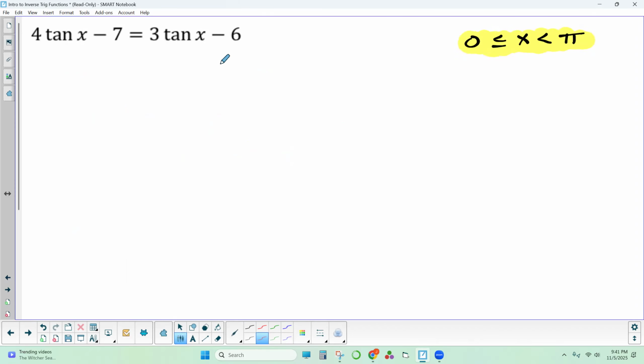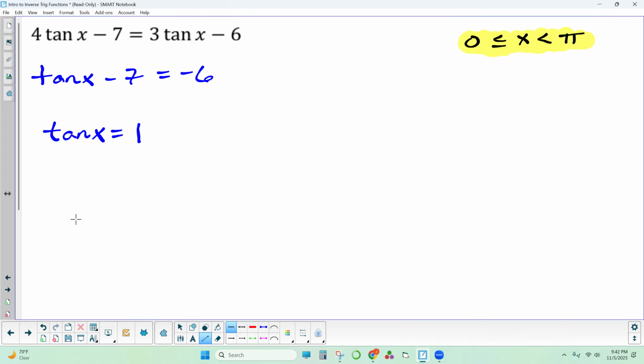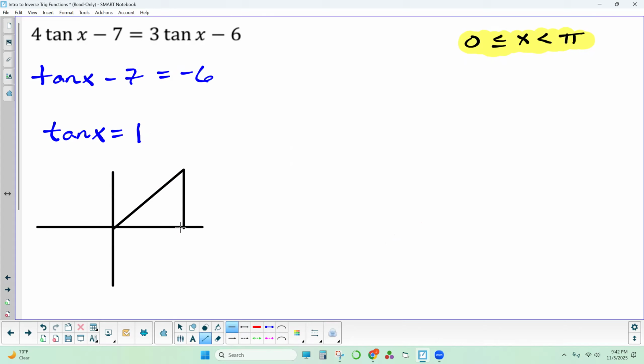Here I'm going to move tangent over to the left. So I'm going to subtract 3 tangent x from 4 tangent x, which gives me tangent x minus 7 equals -6. Now I'm going to move the -7 over. Tangent x equals 1. So I've isolated tangent, and now I'm looking for angles where tangent is +1. What quadrant is tangent positive? That would be 1, where everything is positive, and tangent is positive in quadrant 3.